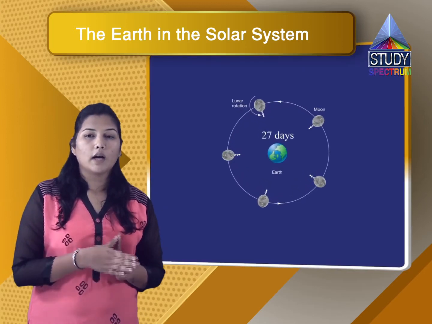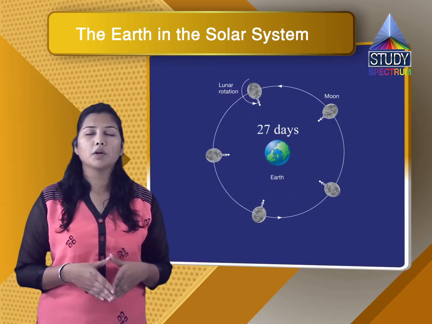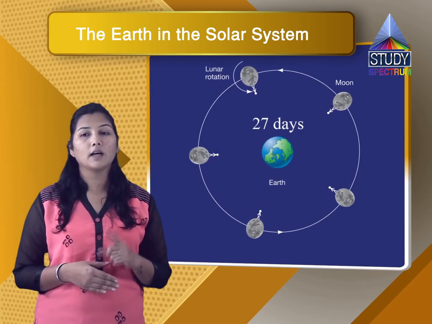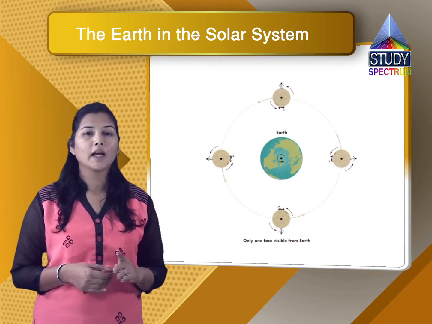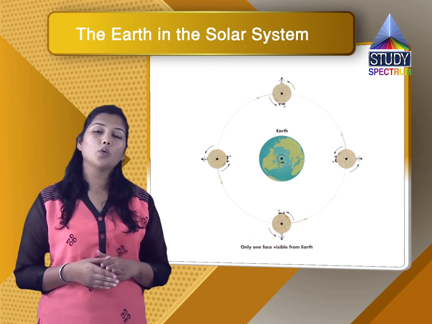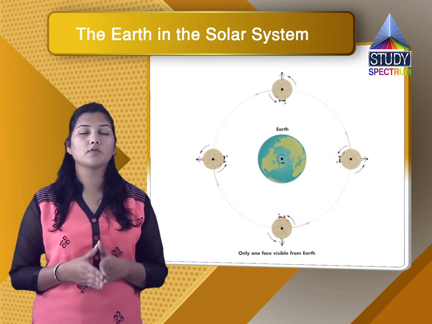The moon actually moves around the Earth in about 27 days. That is the time to complete one spin. As a result of it, we see only one side of the moon, which is visible to the Earth.